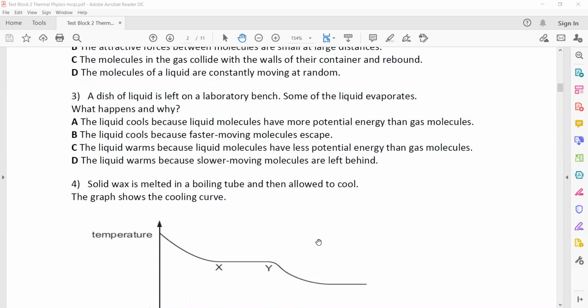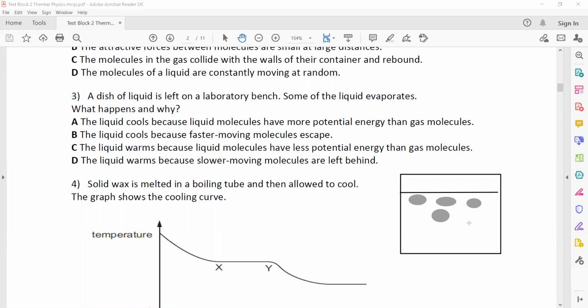So what happens in evaporation? The most energetic molecules at the surface of the liquid escape, and the molecules which are left behind have lower energy, so the liquid will cool down. That's why we call evaporation a cooling process, because the most energetic molecules at the surface will escape. That is why B is the right answer.